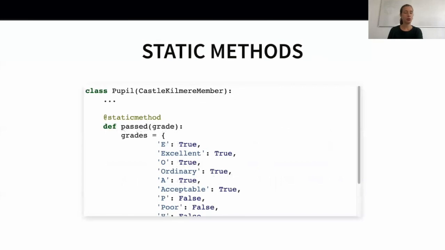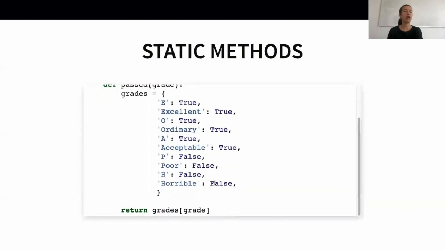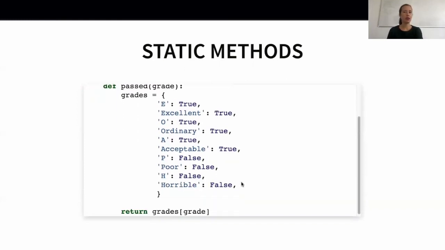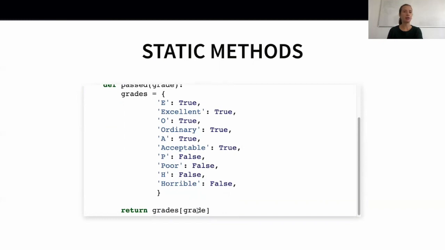If you remember the pupil class, it had an attribute called ELMS, standing for Elementary Level of Magic. This attribute contains all the obligatory classes a pupil has to take. If a student passes one of her ELMS or not depends on the grade she gets. Castle Kilmere has a fixed grading scheme where grades range from E for excellent to H for horrible. This is perfect material for a static method. The static method we have here, called passed, gets a grade as an input and returns whether or not that grade means pass or fail.